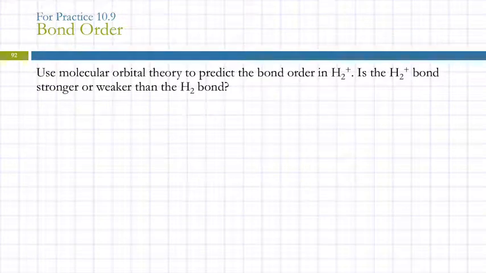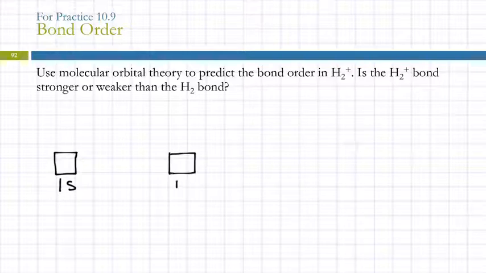Okay, so here's some practice. Use molecular orbital theory to predict the bond order in H2+. Is the H2 plus bond stronger or weaker than the H2 bond? So what we need to do is draw this molecular orbital diagram. So we start with the atomic orbitals. So here's a hydrogen, and here's a hydrogen.